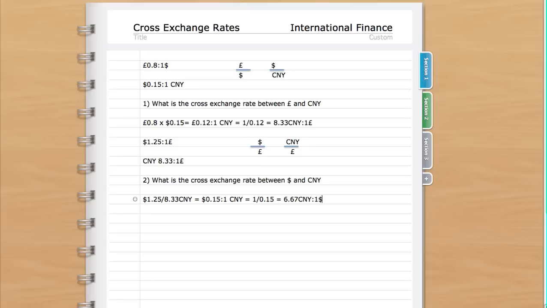So yeah, there you have it. That's how you work out the cross-exchange rates. Just to quickly recap, when you times and when you divide: you times if you don't have two of the same currencies either at the top or at the bottom, and you divide if you have two of the same currencies either at the bottom or at the top. So yes, this is how you work out cross-exchange rates.